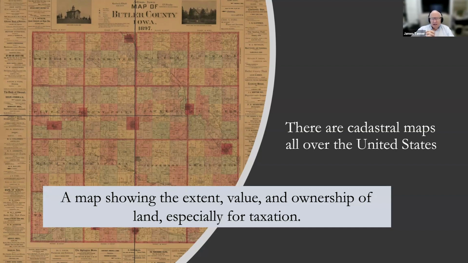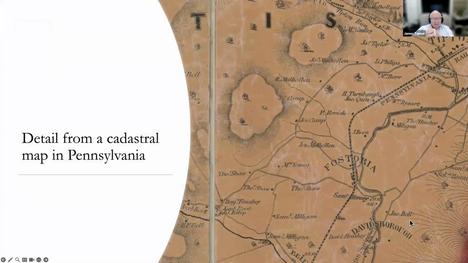And that means these are valuable records from historical and genealogical standpoints because they involve families and names and people. So really this map is the extent, the value, and the ownership of the land. And it's usually, as I mentioned, for taxation. Oh, there we go. This is just a detail. I thought it'd be interesting to see sometimes what they look like.